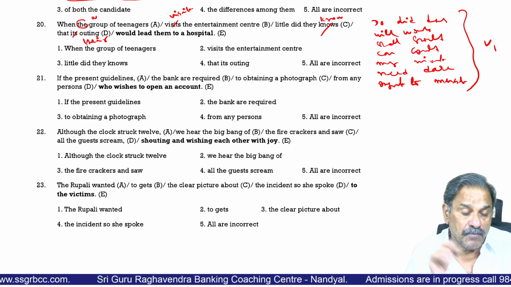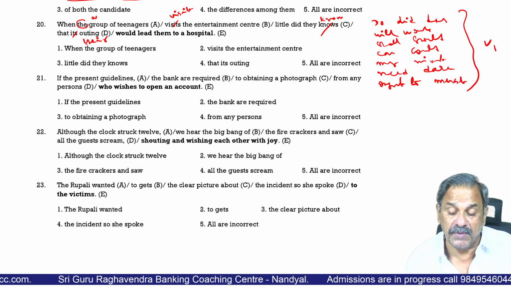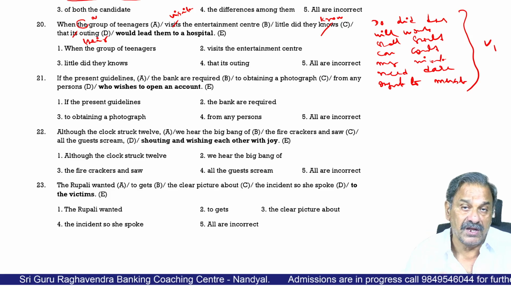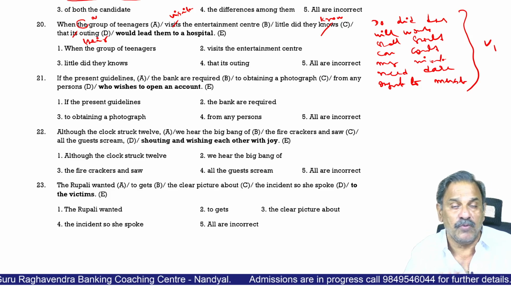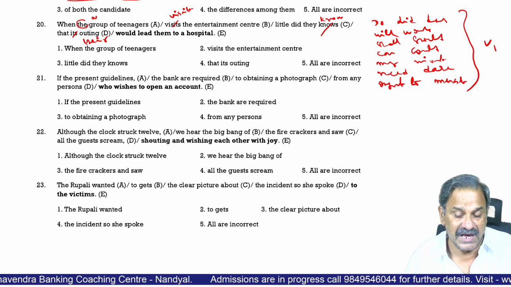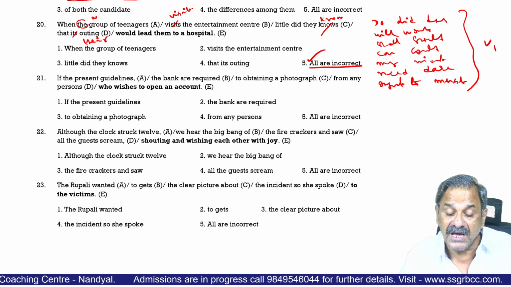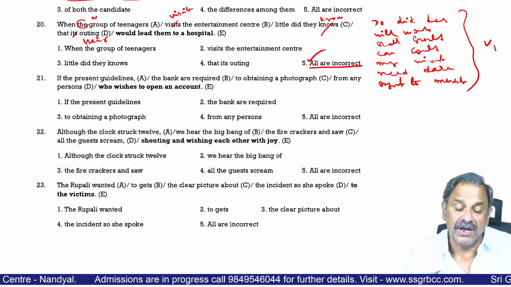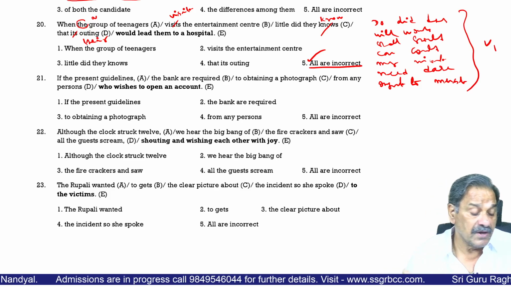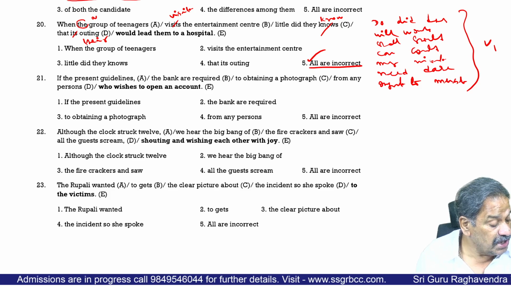So error is in A part, error is in B part, error is in C part, error is in D part. Already E part, bold one, was given as correct. So here all the other parts are incorrect. Go for 5. Then 21.